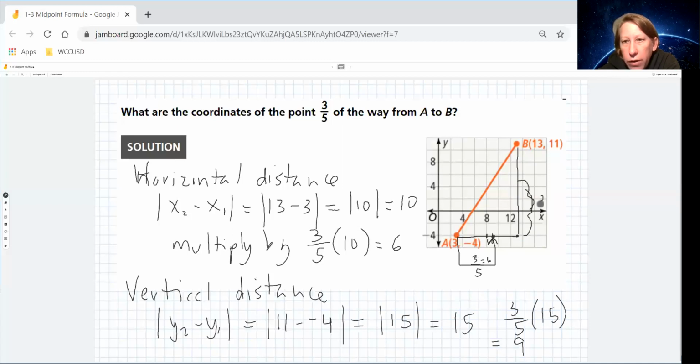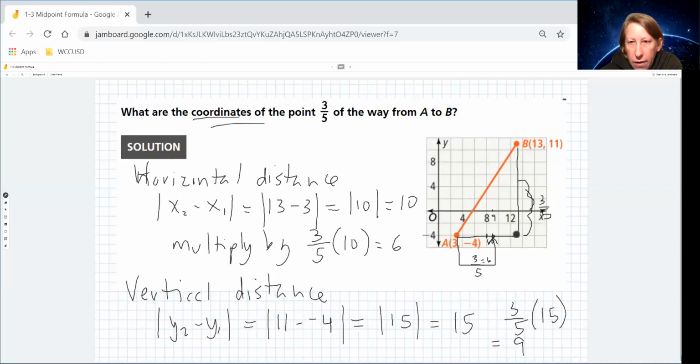This is 3/5 of the vertical distance, which is 9. Okay, now to finish this problem, I still need to find the coordinates of the point 3/5 of the way. So I know I have to go 6 this way and 9 this way. So I'm going to add 6 to the x coordinate. So 3, 4, 5, 6, 7, 8, 9. I added 6 to the x coordinate.